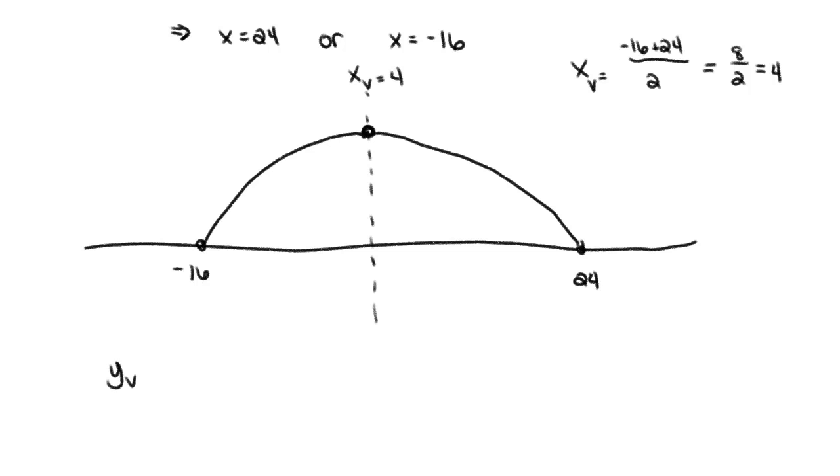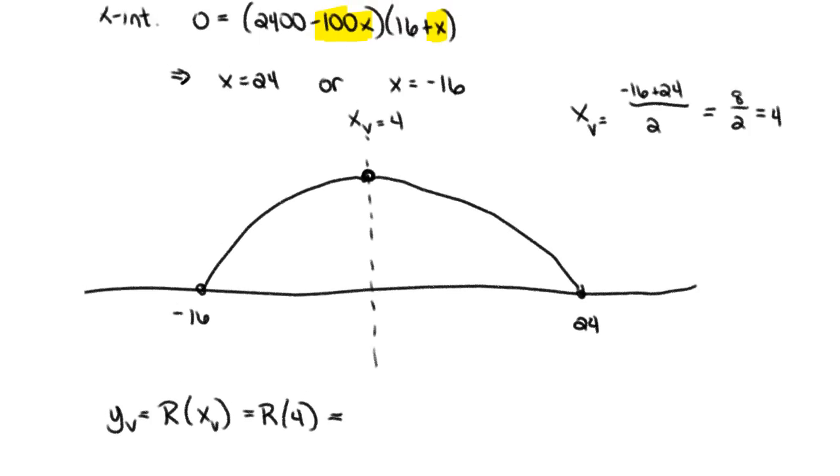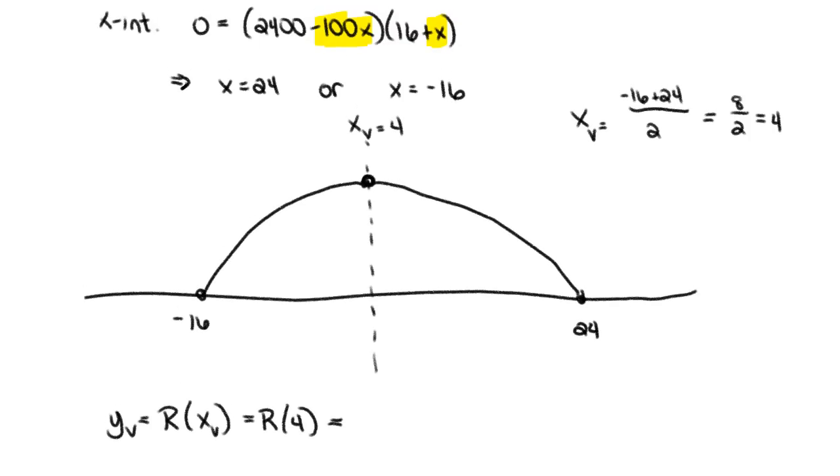So the y value for the vertex is just the revenue evaluated at the x value for the vertex, or in other words, the revenue evaluated at 4. They didn't ask for this, but I'm doing it. So if I plug 4 in, I'll get 2,400 minus 400, or 2,000. And again, 16 plus 4 is 20. That's 40,000. That's the maximum revenue. But it occurs if 4 extra people go.